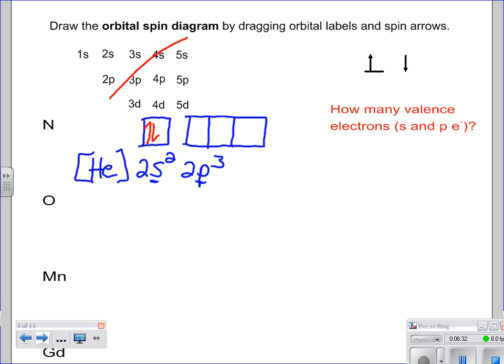Think of this whole p thing as being one big school bus. All of those electrons are going to go to individual seats first before coming back and pairing up. How many are we looking at? We're looking at three electrons. So it's going to be up, up, up. You'll notice I make little half arrows just because it's easier. That's a great way to do it. If you want to make an entire full arrow shape, you're welcome to.